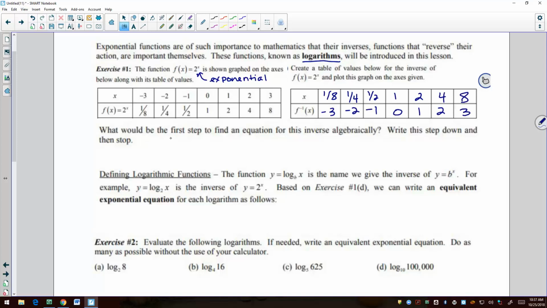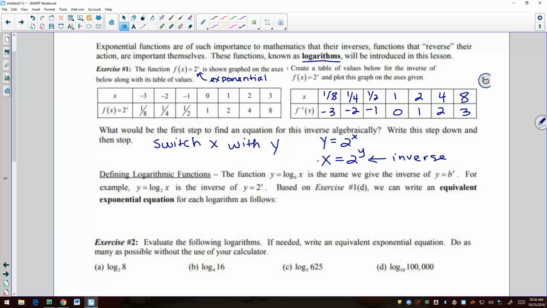Now it says, what would be the first step to find an equation for this inverse algebraically? So you know the first step is to switch x with y. So they want you to actually do this first step and then stop. I'm going to use y instead of f of x. If you take the function y equals 2 to the x and you simply switch your x with your y, you're going to get x equals 2 to the y. So here is the inverse, x equals 2 to the y.